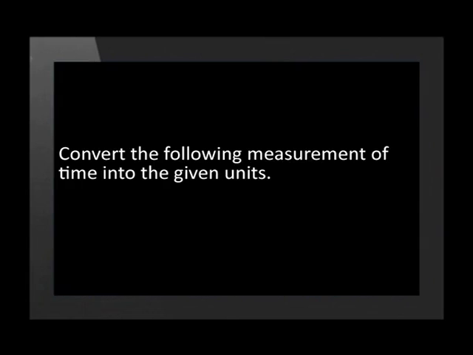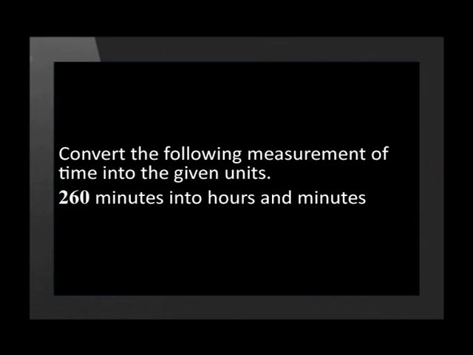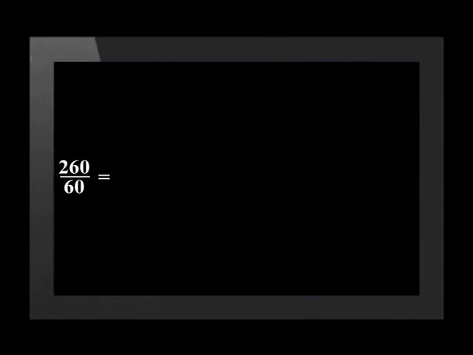Convert the following measurement of time into the given units: 260 minutes into hours and minutes. For this question, it is important to remember that 1 hour contains 60 minutes. This means that we must divide the number of minutes by 60 in order to find the answer. The answer is 4,3 recurring hours.